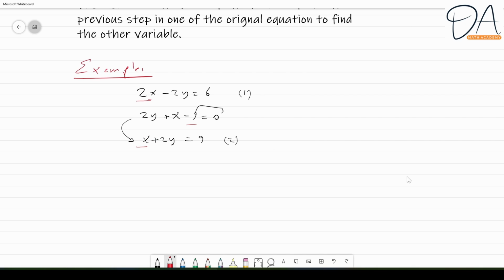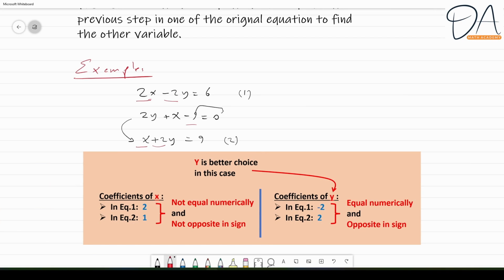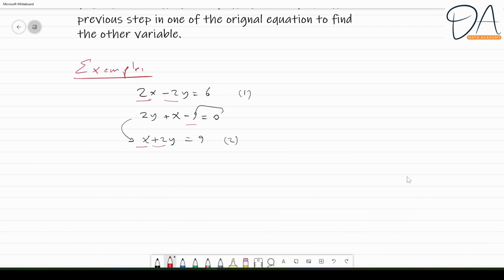Now, if you look at y, in the first equation it has minus 2 as a coefficient, and in the second equation it has plus 2 as a coefficient. This is exactly what we are looking for. We are looking for a variable that has coefficients that are opposite: minus 2 and 2, 3 and minus 3, and so on. So that's great. We're going to eliminate y in this case.